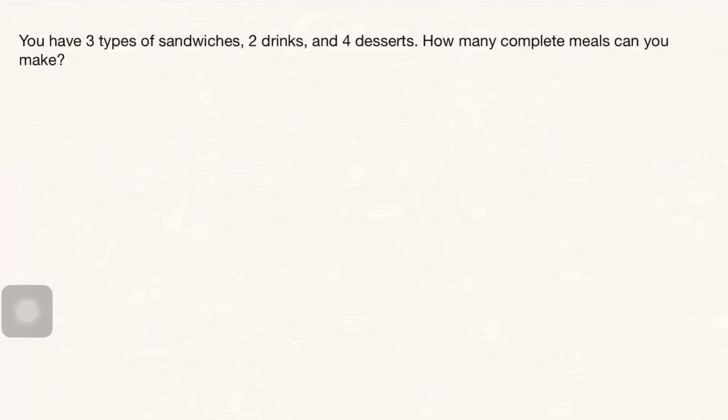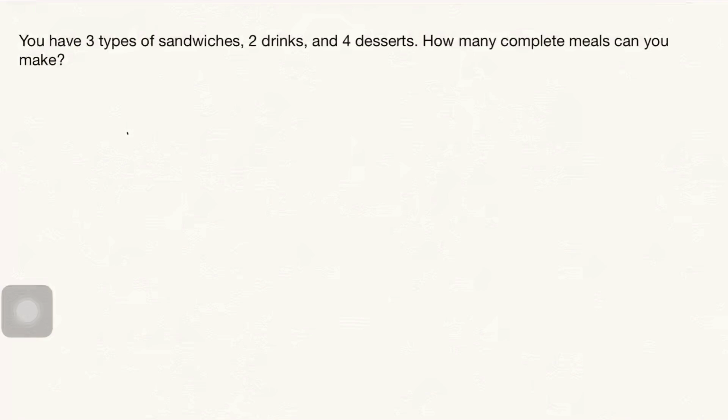Alright, let's start with something a bit simple. You have 3 types of sandwiches, 2 drinks, and 4 desserts. How many complete meals can you make? So basically, what the question is saying is that you've got 3 sandwiches to choose from, 2 drink options, and 4 dessert options. And the question is asking, how many different complete meals can you build if you have one of each? So basically what they mean by a complete meal is if you have 1 sandwich, 1 drink, and 1 dessert. Here's how you can think about it.